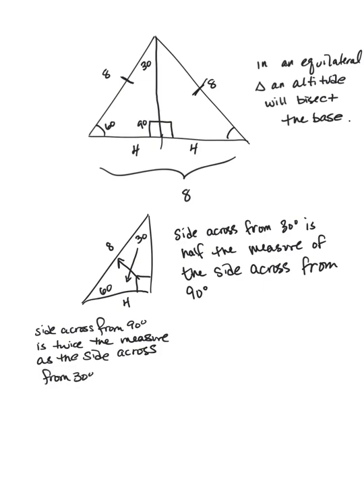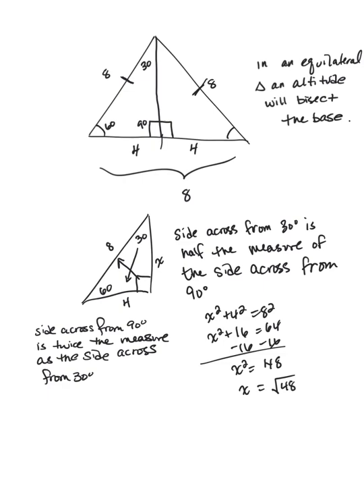Okay, so what about the side across from 60? Let's use the Pythagorean theorem and find out. So we have x squared plus 4 squared is 8 squared. 16, 64, x squared, subtract, 48, and then get the square root. Okay, you can use your calculator or make it 16 and 3, and it's 4 rad 3. Okay, so the side across from 60 is equal to the side across from 30 times rad 3.